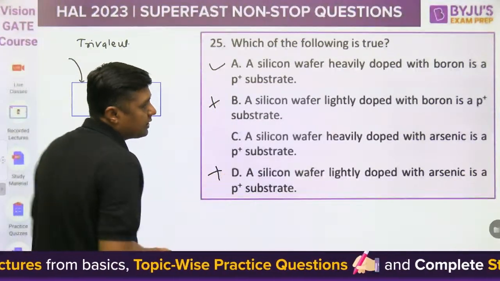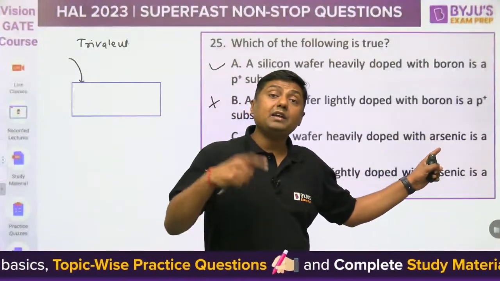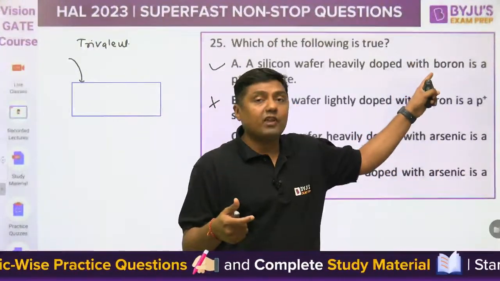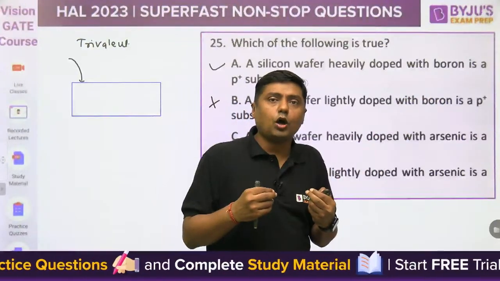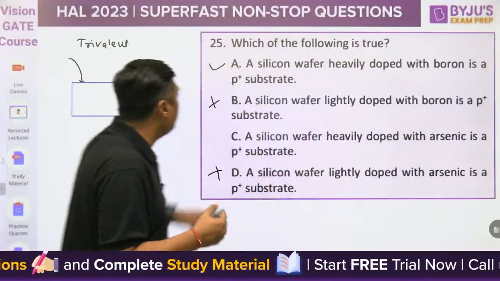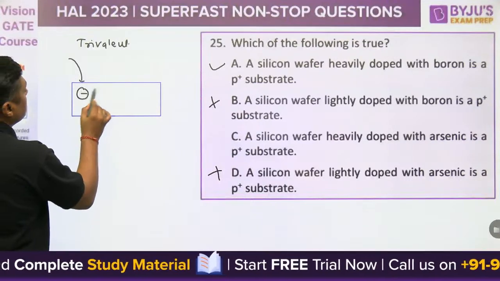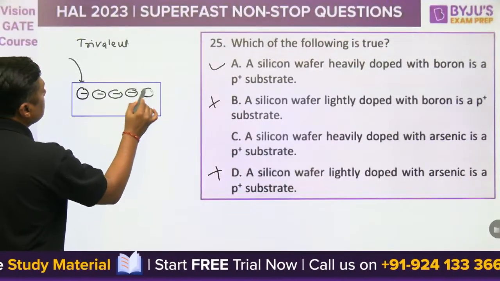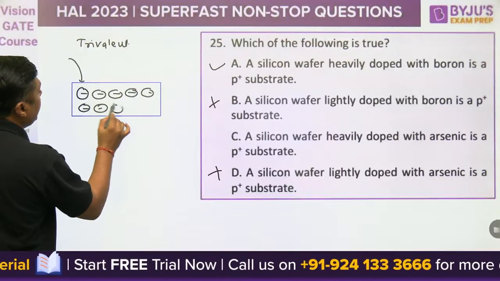Now out of A or C, which one is correct? Heavily doped arsenic. Arsenic is what? Pentavalent impurity. And boron is what? Trivalent impurity. It will accept one electron and give holes. Then it will become P type.